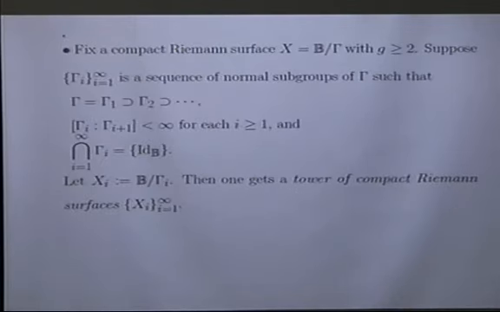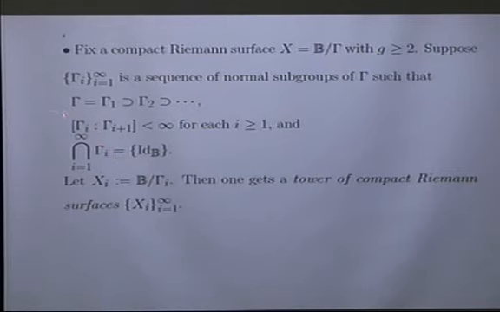For motivation, let's recall this setting. Here we fix a compact Riemann surface X, which is B mod gamma for some discrete group, and we now consider a sequence of normal subgroups gamma_i of gamma, i from 1 to infinity, such that gamma_1 contains gamma_2, contains gamma_3, and so on, and such that each gamma_{i+1} is of finite index in gamma_i, and such that the intersection of the gamma_i's is the identity element in the automorphism group of B.